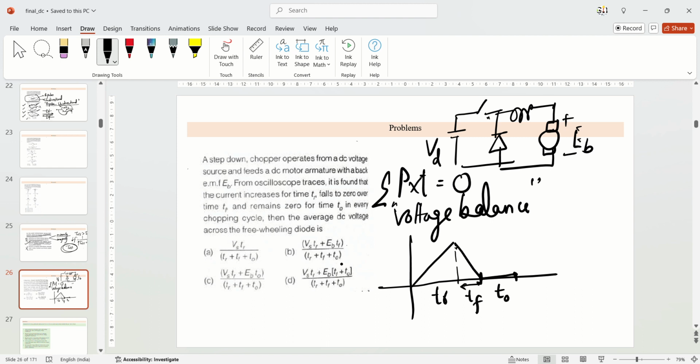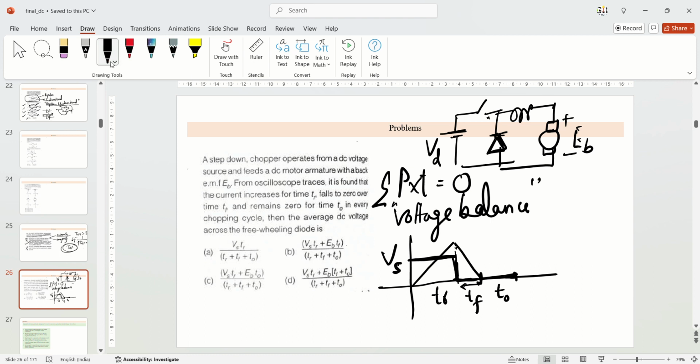Then in every chopping cycle, we need the average DC voltage across the freewheeling diode. If you look at the freewheeling diode in this scenario, first the switch will be on, and the DC voltage will be off. So all the voltage occurring across this freewheeling diode is actually VDC only, you can say VS. If the freewheeling diode is on, in that scenario the voltage will be zero across the freewheeling diode. So like this, it will be there.